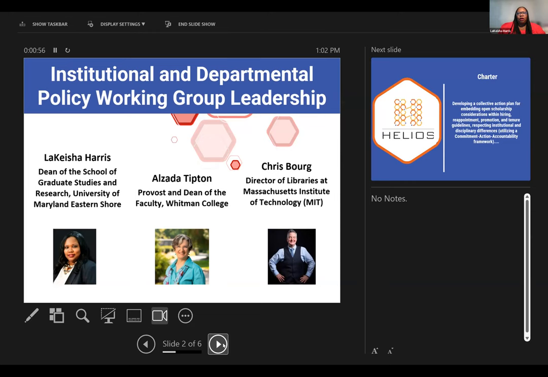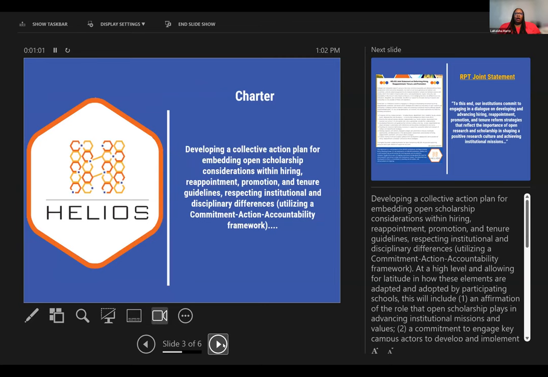to open science. So part of our goal was to develop a collective action plan for embedding open science into the promotion and tenure process. And as we who work in higher ed, we always talk about how important the promotion and tenure process is, because that is basically how you are evaluated as a faculty member. And so we wanted to really look at each of the institutions, the differences. As I said, I'm at a historically Black college, so our mission is different.